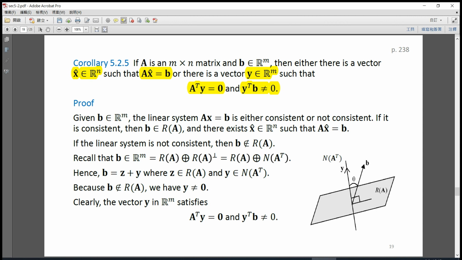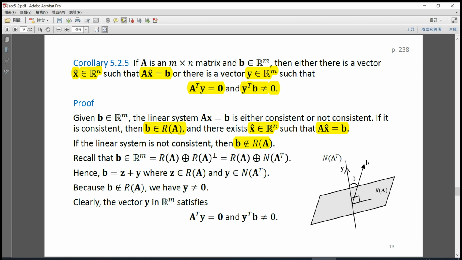To prove this corollary, note that given a vector b in Rm, the linear system Ax equals b is either consistent or not consistent. If it is consistent, then b is in the column space of A, then there exists x hat in Rn such that A x hat equals b. On the other hand, if the linear system is not consistent, then b is not in the column space of A.